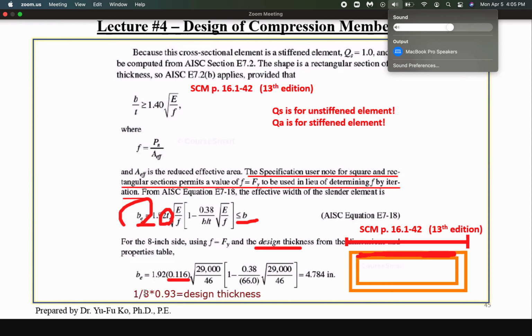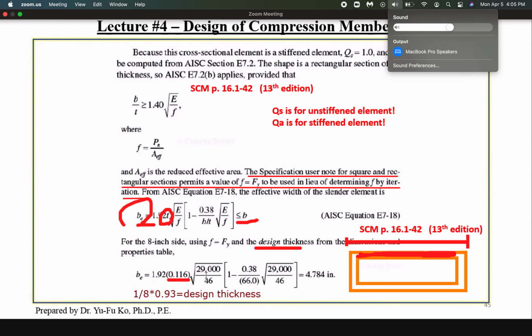So this is the nominal thickness when you call out HSS 8x4 by 1/8. But when you use this equation for t, the design thickness is this number, 1/8 times 0.93. This number is by specification. This is not some theory, it's just by definition. You can come up with the design thickness. This is how you got this number.